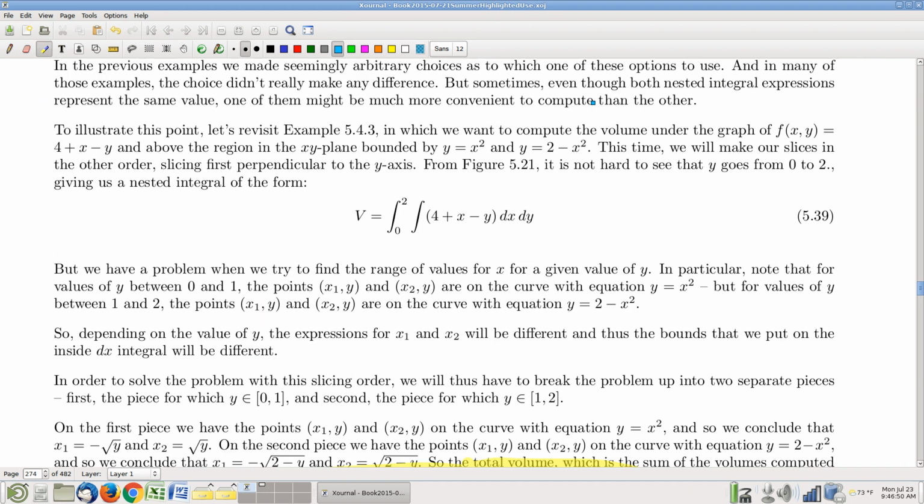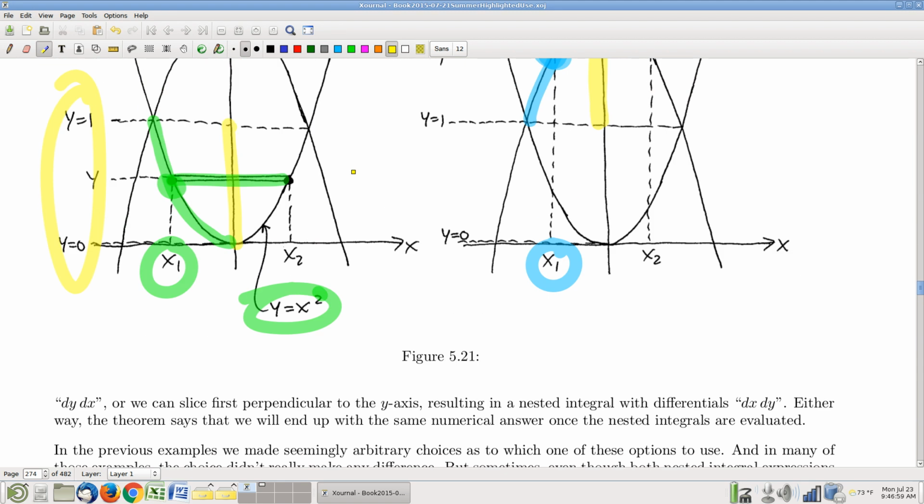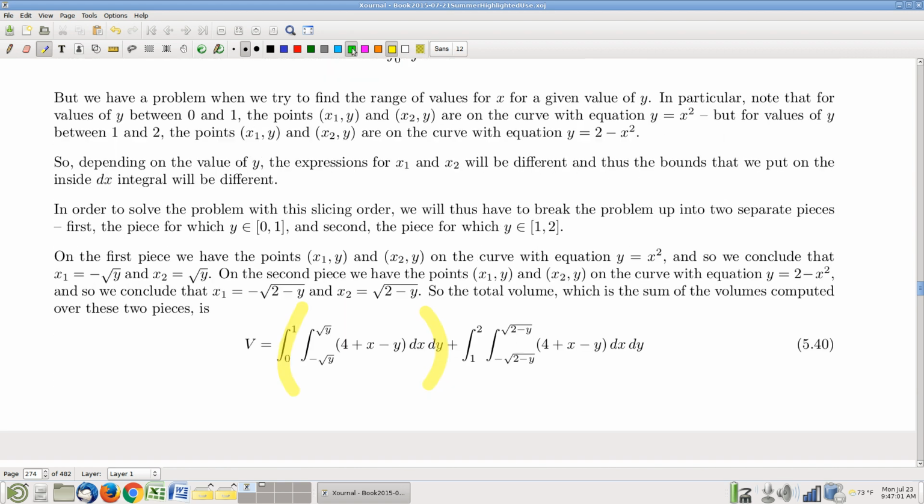So I've got to break it up like this. For y between 0 and 1, the x bounds are determined by the green algebra, and when y is between 1 and 2, the x bounds are determined by the blue algebra. You get these two separate nested integrals. Everybody happy? Questions so far?